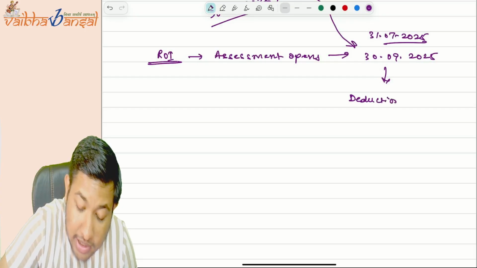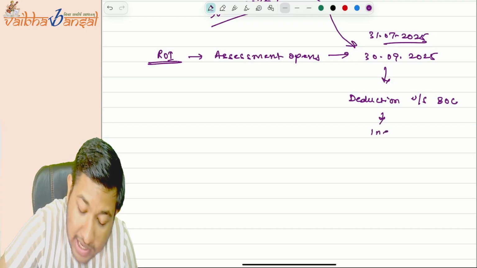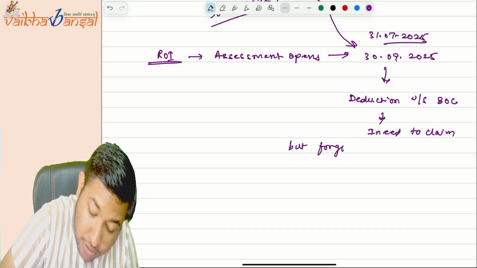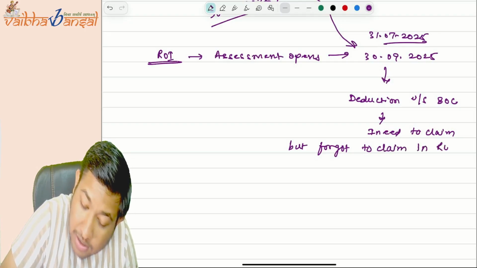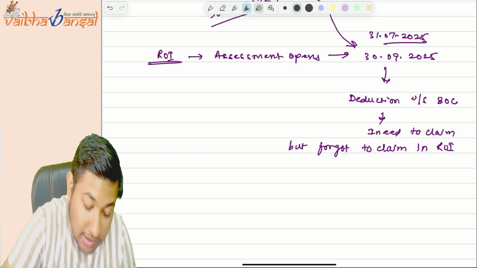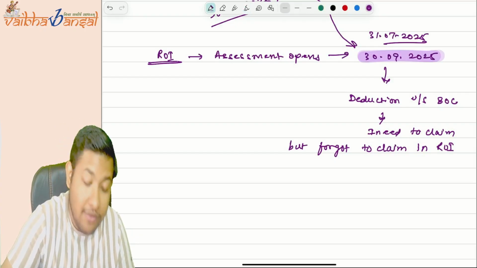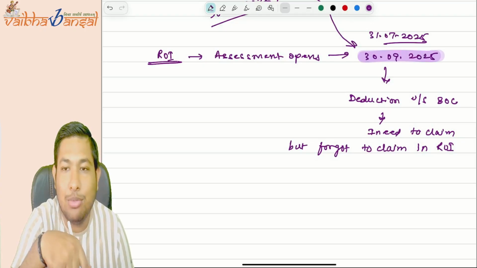There is a deduction under section 80C that I need to claim, but I forgot to claim it in the ROI. See, the assessment opens on 30th September 2025. Do you have the time to revise your return or not? Yes, you have the time to revise your return.